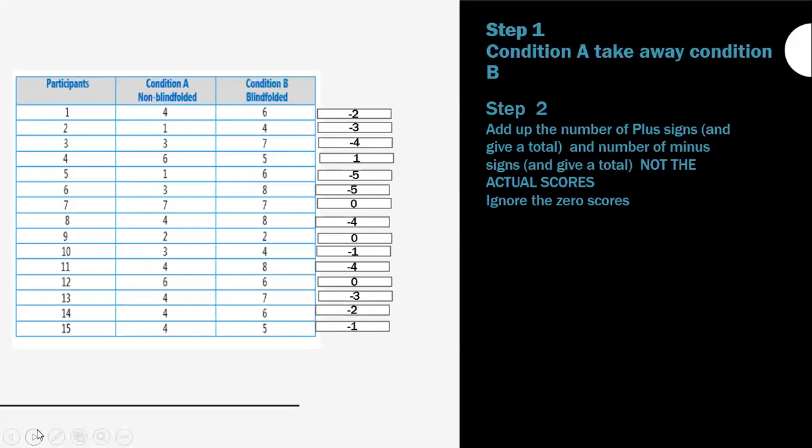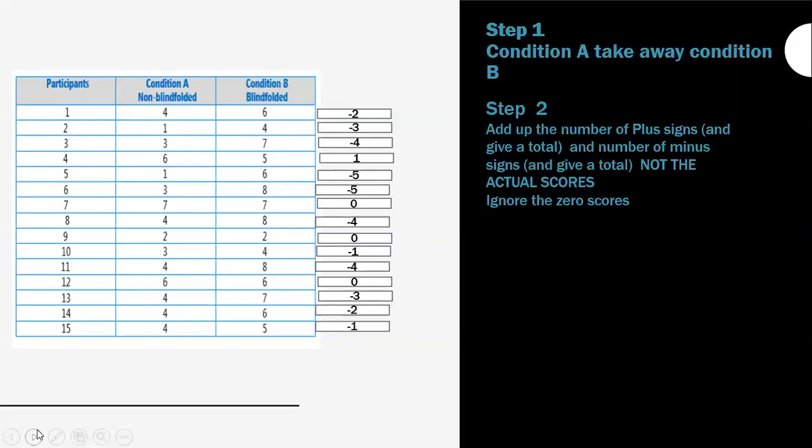And the reason why we ignore the zeros is because if we look at participant number 7, in condition A, they got 7, and in condition B, they got 7. And if we do the subtraction, A minus B, it'll give us 0. So that actually hasn't generated any valid data. So we just ignore them for now. Now, please note, we do not total up the numbers, just the number of signs.